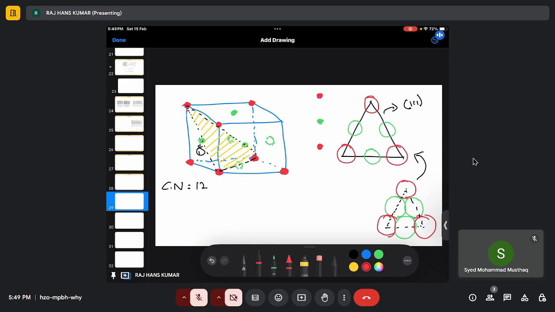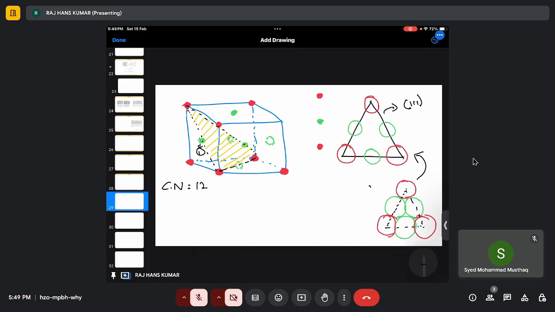So it will be a little more complex. Let's not draw that, because it will again take a lot of time. We only have 10 to 15 minutes left. So let's continue that. So each atom will be coordinated by 12 atoms.